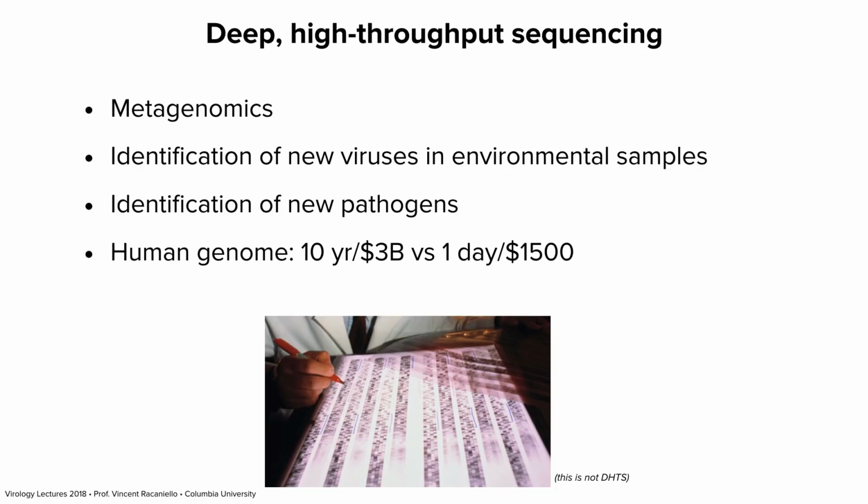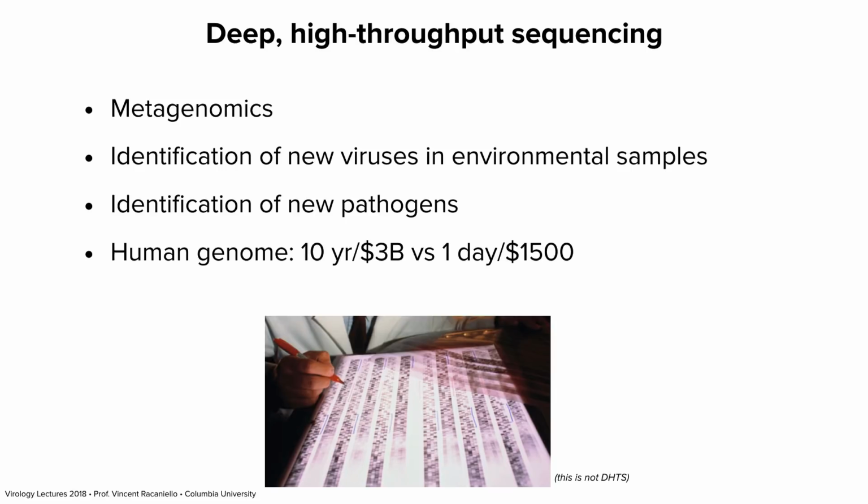Now, different methods have been developed, which are just brilliant in the way they work. We don't have time to go into them. But they allow you to get hundreds of times coverage on a single molecule, and you can get many, many different sequences. So you can take a sample of anything and just sequence all the nucleic acid in it and get lots of information. That we call metagenomics. You can do things like identify new viruses in the environment. You can identify new pathogens.